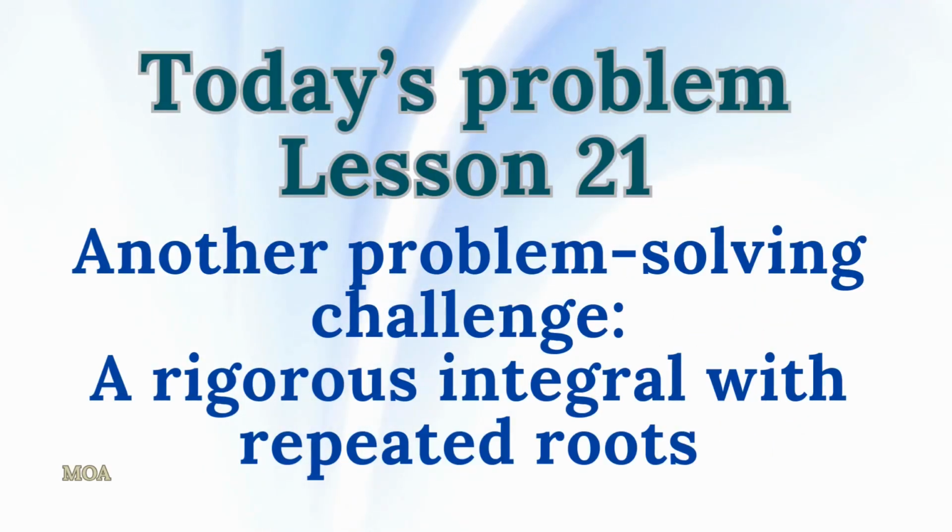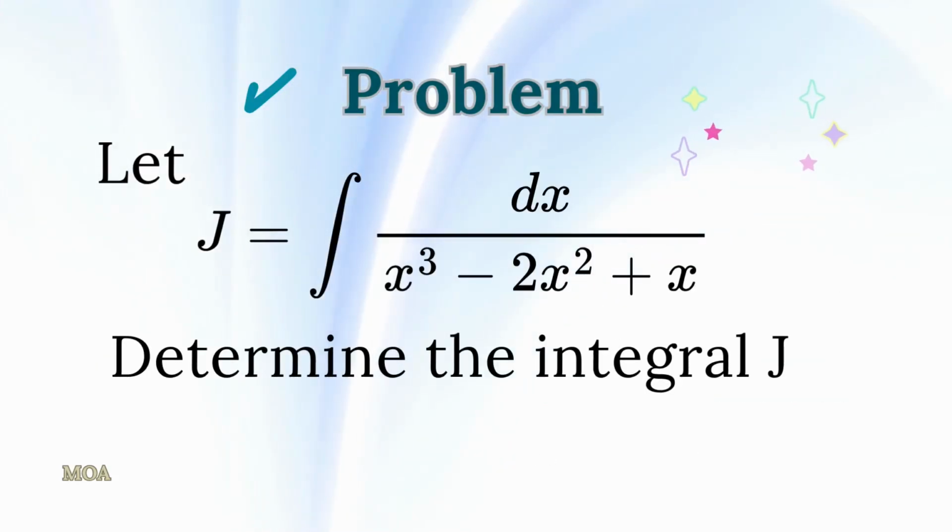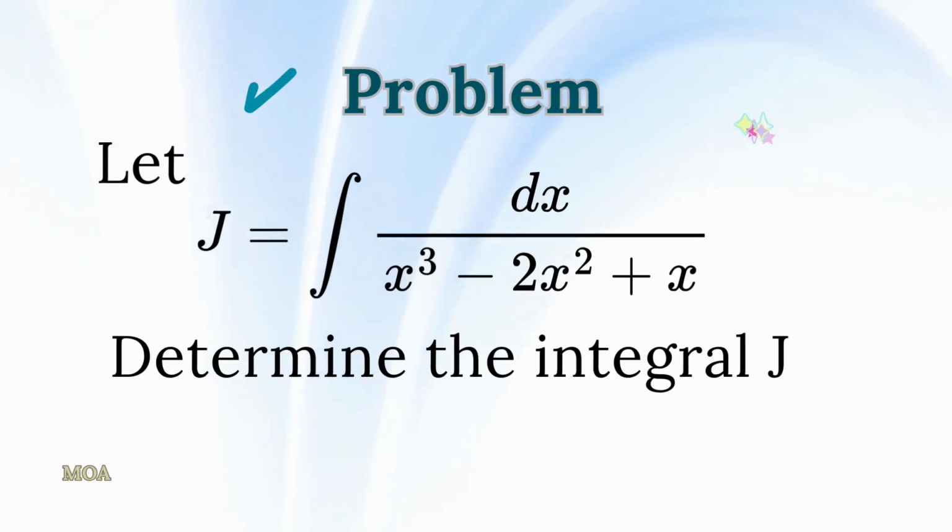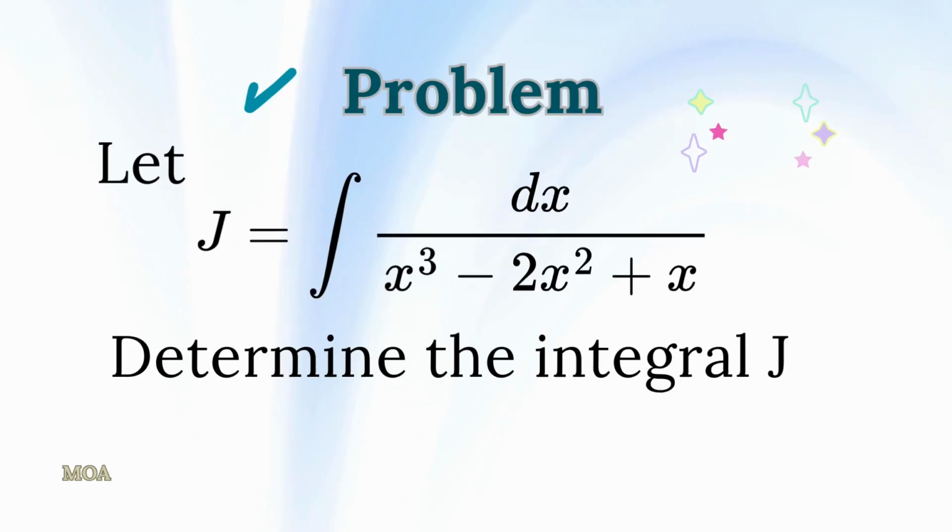In Lesson 21, we present a rigorous, step-by-step solution to an integral with repeated roots, an integral that looks tricky to many students, but isn't when you know the appropriate method. Let us consider the following expression. J equals the integral of dx over the quantity x cubed minus 2 times x squared plus x. Can you determine the integral J?